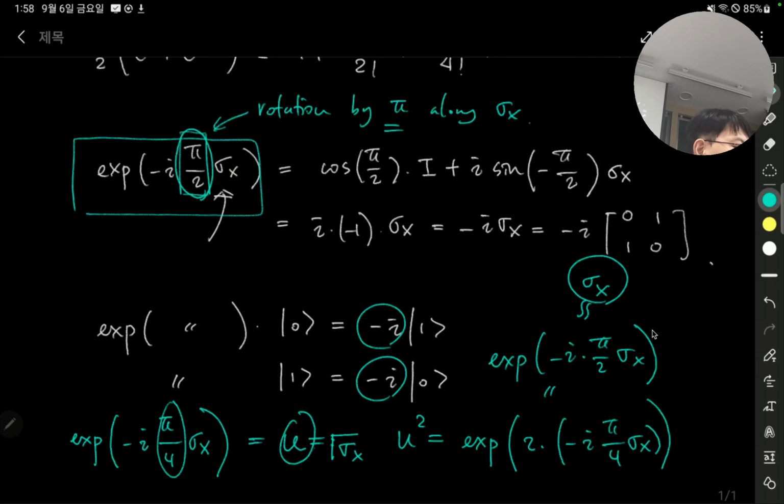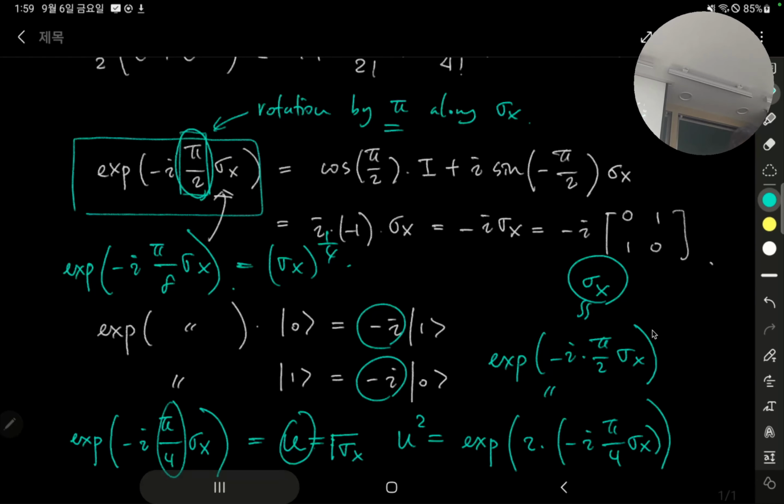So say you might want to use this pi over 8 rotation of the Pauli operator, okay? That means you want to use an operator in this form. So you get sigma x to the quarter power, like this, okay? That's actually useful when you're dealing with quantum computing. Okay, so that's basically our material.